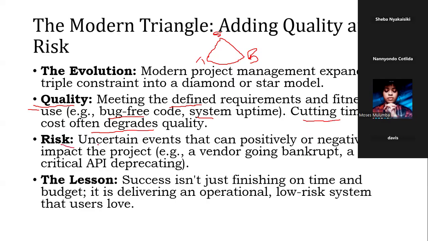Then there's also the subject of risk: uncertain events that can positively or negatively impact the project. For example, a vendor going bankrupt, or a critical API deprecating. You see, I'm using things like a vendor going bankrupt. This course unit is not about you developing a system. It's about you managing a project, which may include implementing a new system, doing a system upgrade, but it's not about you displaying your techie skills.